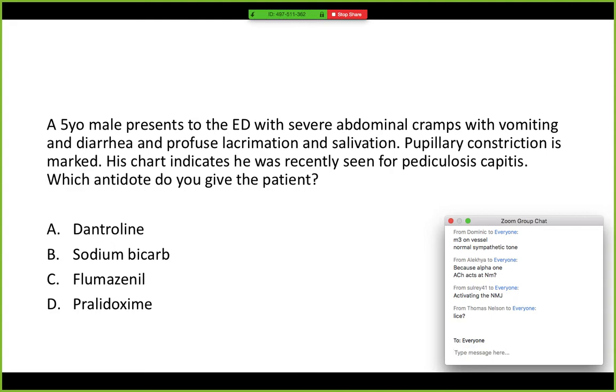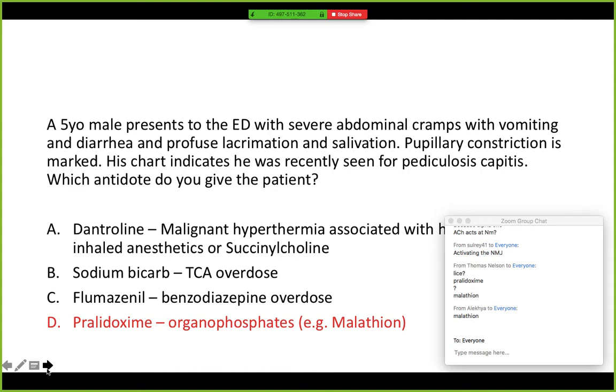So first of all, you went over a drug that's given to treat head lice and scabies. Do you remember what that was? Yeah, pralidoxime, that's the antidote. But what do you think he was likely poisoned from? Yeah, malathion. Correct. Right, which is an organophosphate.